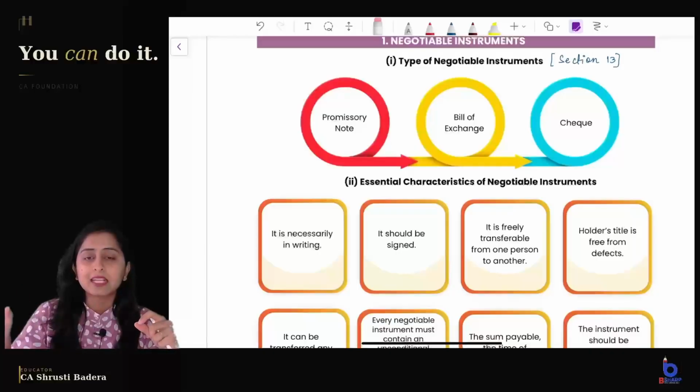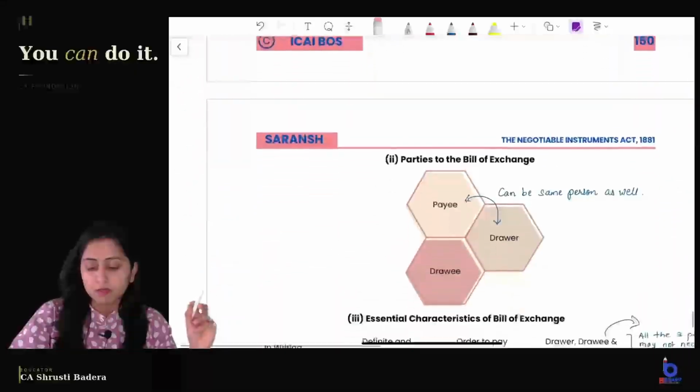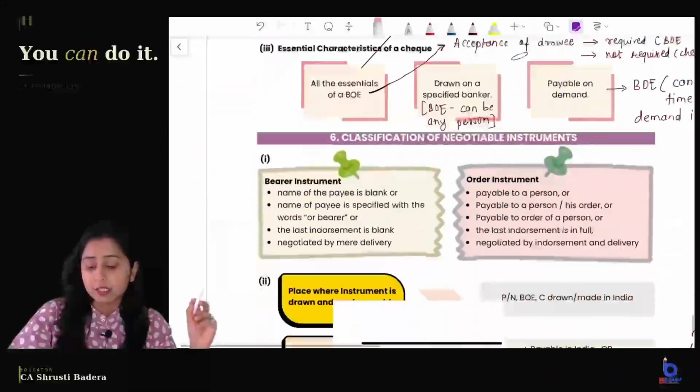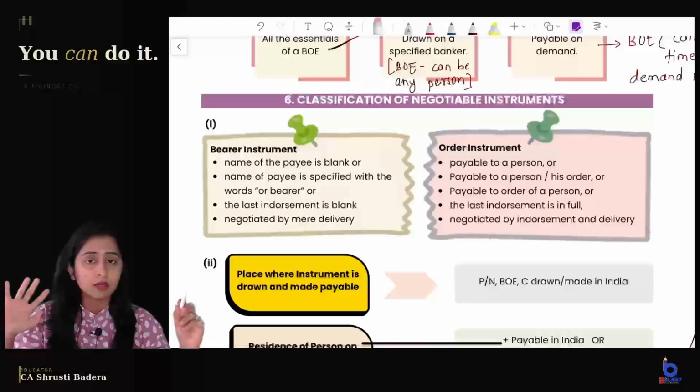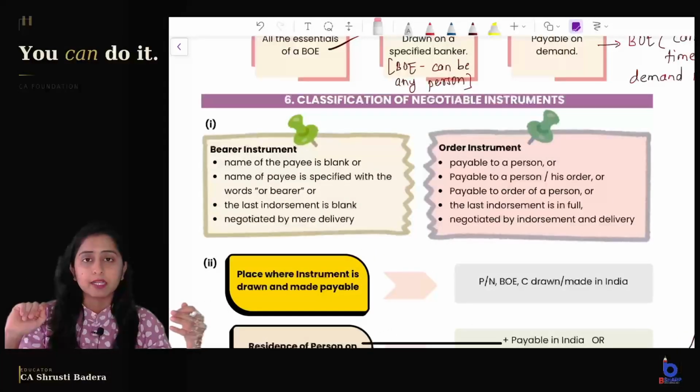That is on demand. Time means, say, after 20 days or after 15 days, this is specified, and that becomes a time instrument. Bearer and order instrument. Bearer means the person to whom the payment will be made is uncertain, that is a bearer instrument. And order instrument means the person to whom the payment will be made is quite certain. This is what we know in layman language, right? But for bearer instrument and order instrument, we also have the definitions. So let us look at them, because there can be a 2 marks question wherein they ask for bearer instrument and order instrument.